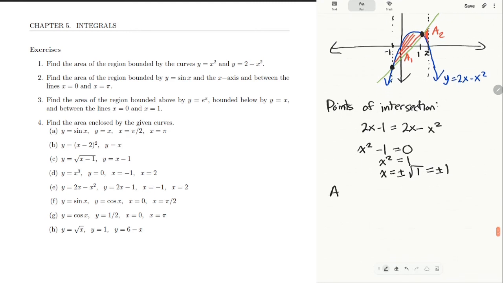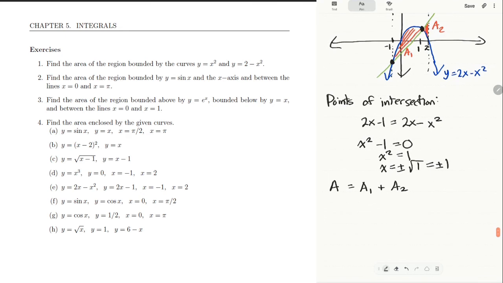So now to determine the area of the regions, we will look at finding the area of A1 and then adding it to the area of A2. Now to determine the area of A1, we will integrate between -1 and +1, and we will take the difference between the upper and the lower functions.